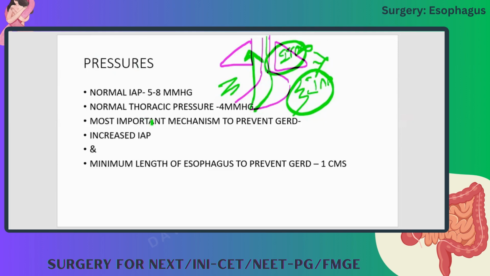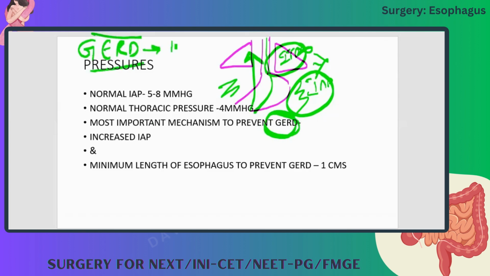And the most important mechanism to prevent GERD. What is this GERD? Gastroesophageal reflux disease. I told you why GERD happens. If the sphincter relaxes too much, if the lower esophageal sphincter is defective, then GERD is bound to happen. Point number 1.